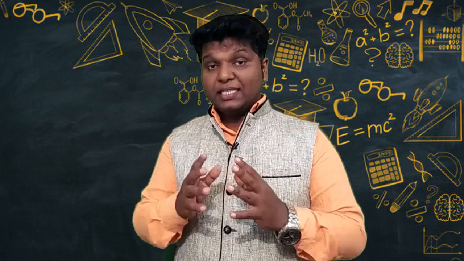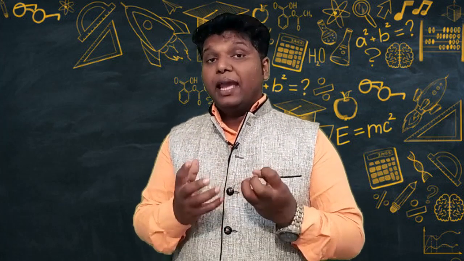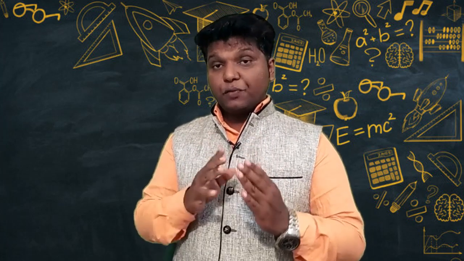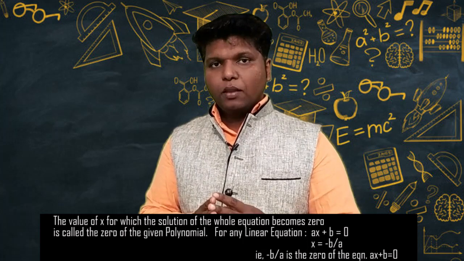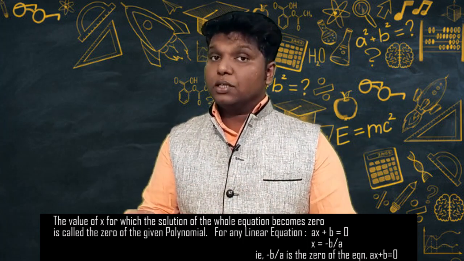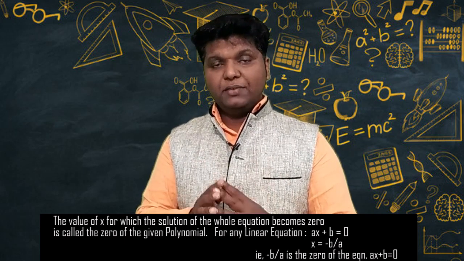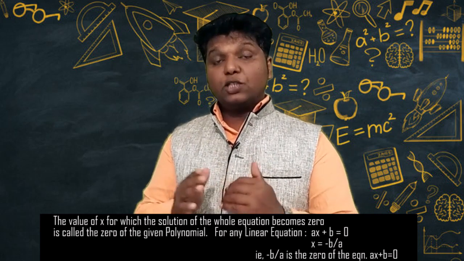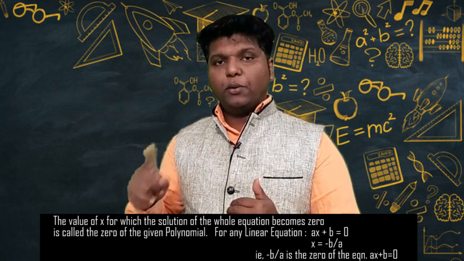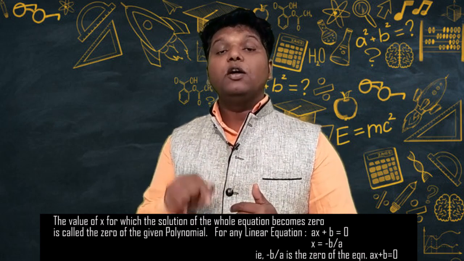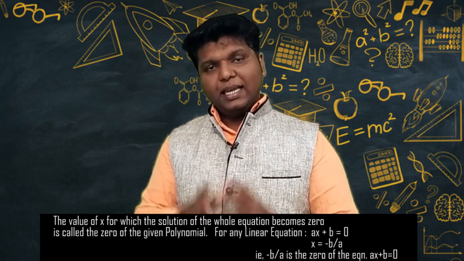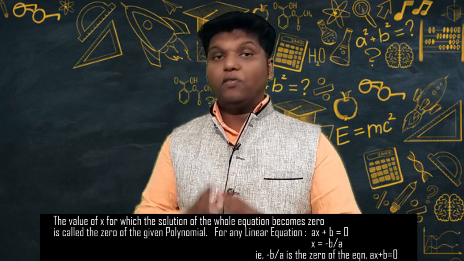In our last topic, we discussed how to find a zero of a polynomial. If a polynomial is given, first of all, you have to equate it to 0. Just imagine ax square plus bx plus c is equal to 0. An equation is given. And for this quadratic equation, if you want to find the 0, you have to equate it to 0 and then solve for that x. And that x which you get is called the 0 of the polynomial.